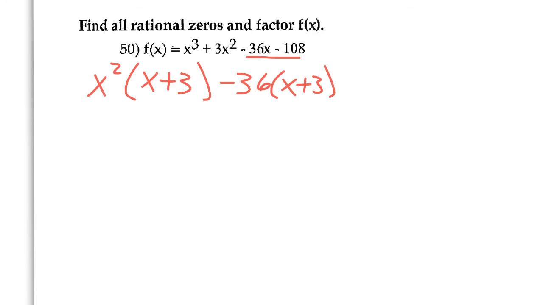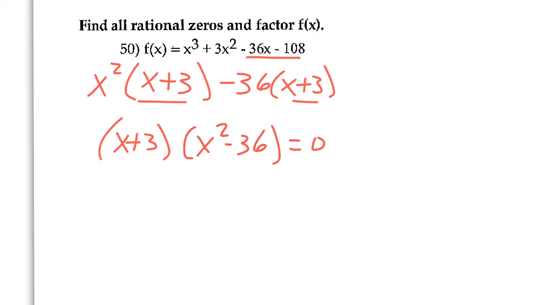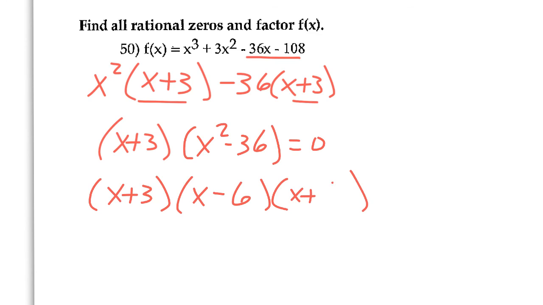as well. When these match, that's a common factor in both halves, so I could take out an x plus 3 out of both halves and have x squared minus 36 left over. Now x squared minus 36 is the difference of squares, so we have x plus 3 and x minus 6 and x plus 6. So my zeros are -3, 6, and -6.